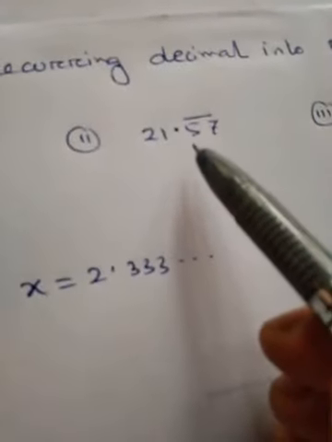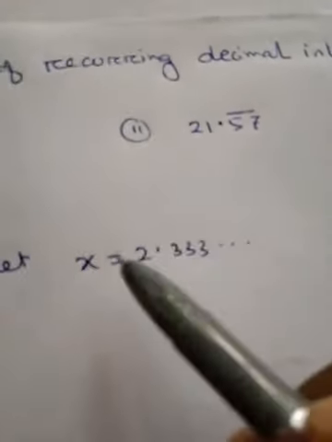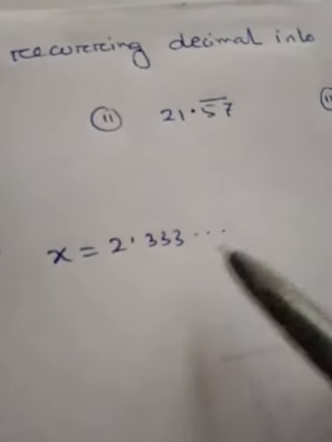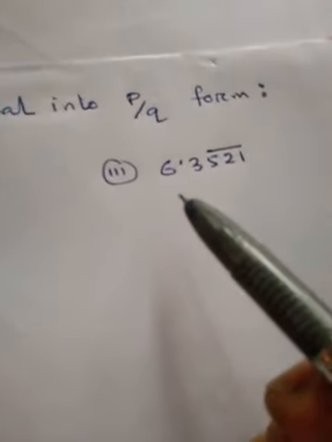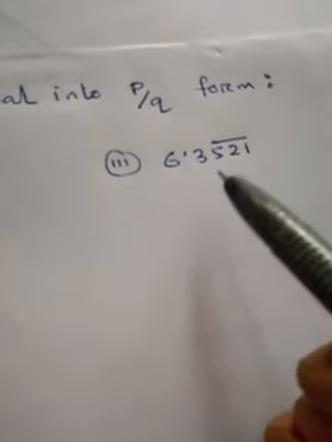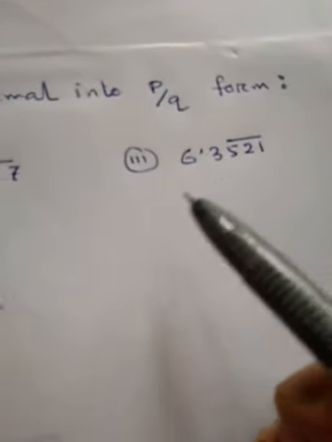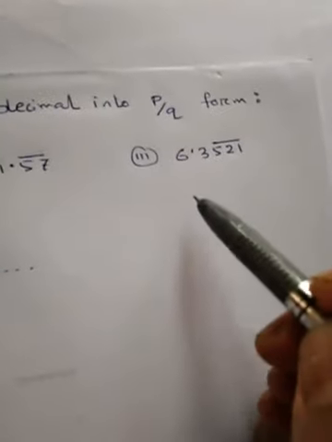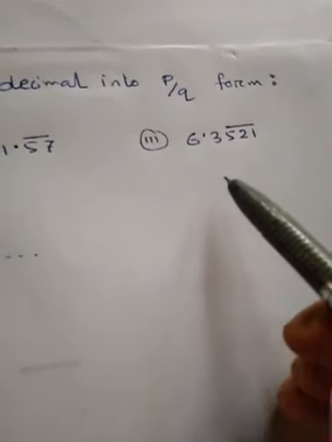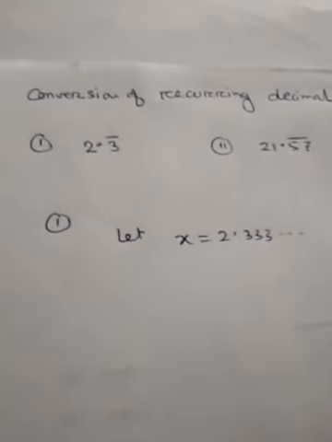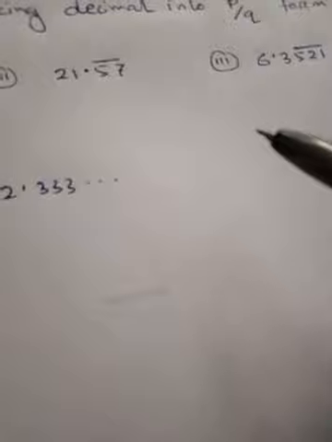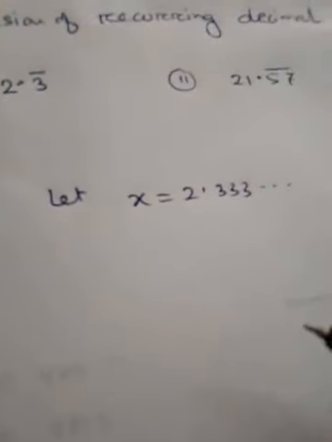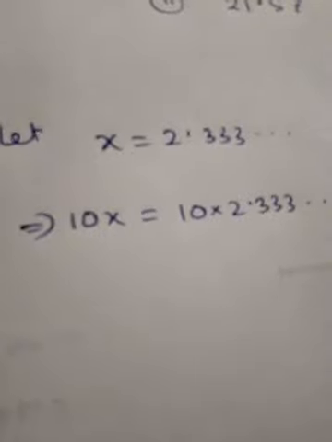Here in the second example, two digits are repeating, so in the second step of this sum we will multiply both sides by 100, that is 1 and 2 zeros. Here you can see in the third example 3 digits will repeat after decimal, so we'll multiply both sides in the second step by 1 and 3 zeros, that is 1000. That much only we have to remember. So 1 digit will repeat means multiply by 10, 2 digits will repeat means multiply by 100, and 3 digits repeat means multiply by 1000, and then we'll follow the next steps.